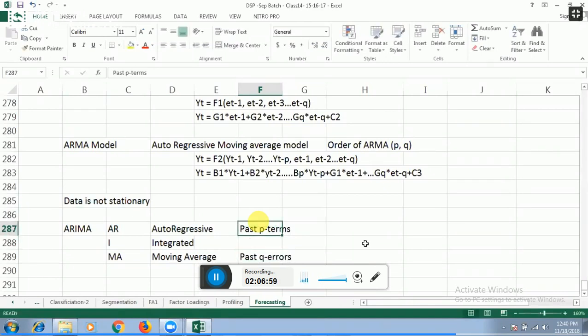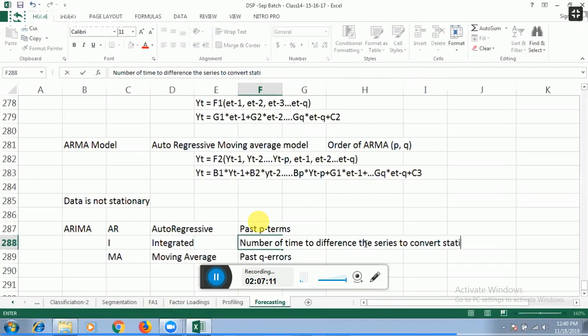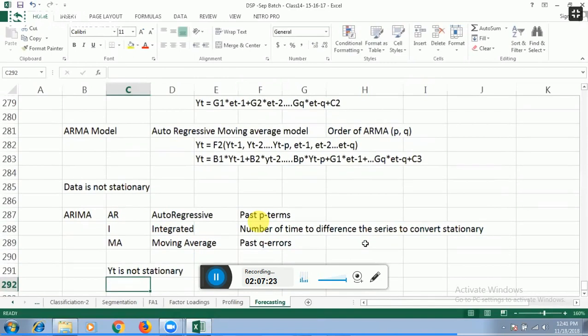And this is the number of times to difference the series to convert it to stationary. So what does that mean? Since your series yt is not stationary, how many times do I need to take a difference? That is what we call D. D times you need to take a difference to convert a non-stationary series into a stationary series. So the order in this case is P, D, Q.